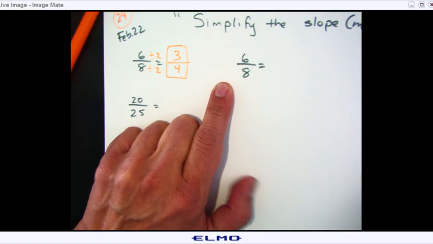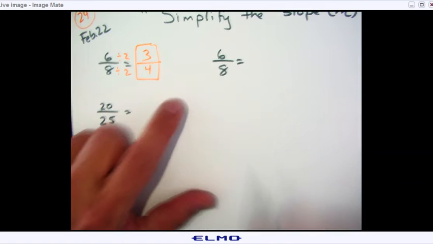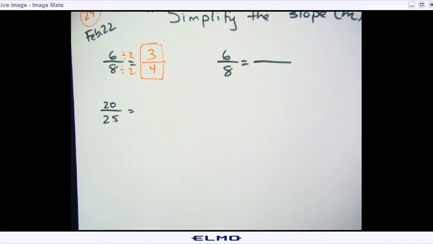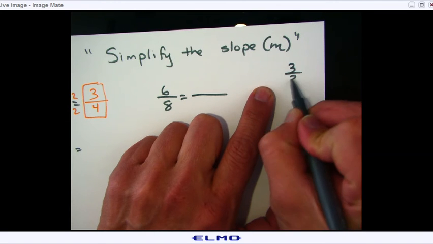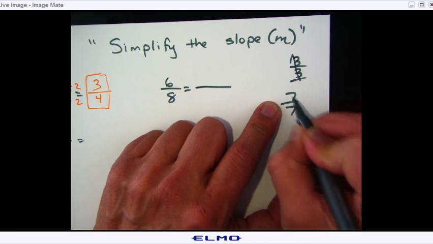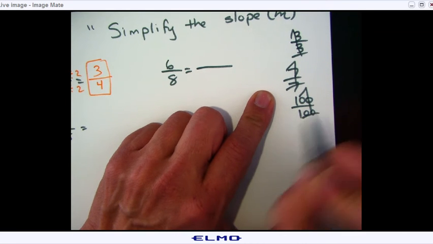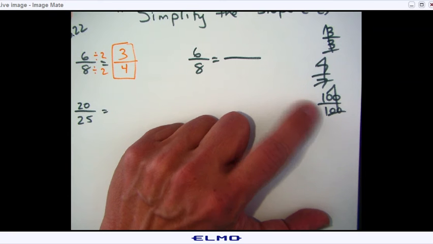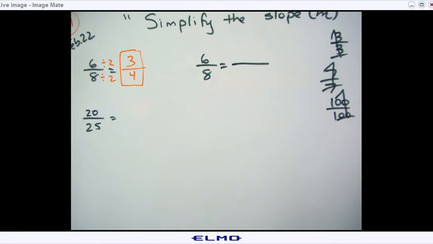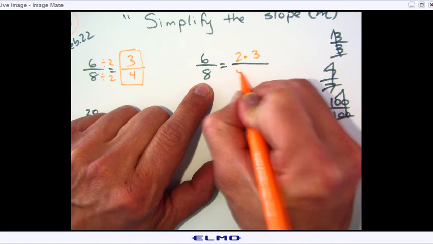So another way to do this is, instead of dividing, you multiply. You find your multiplications, and then you find your giant ones. A giant one is like 3 over 3. That's your 1. A giant 1 is like 7 over 7, or 100 over 100. 100 divided by 100 is 1. So you find your multiplication: 6 is 2 times 3, and 8 is 4 times 2.